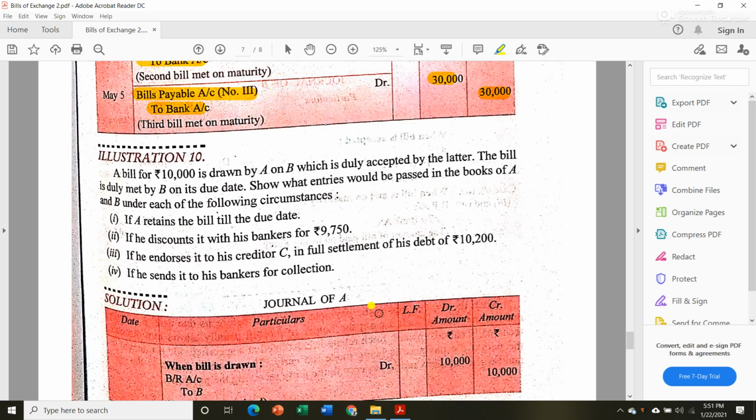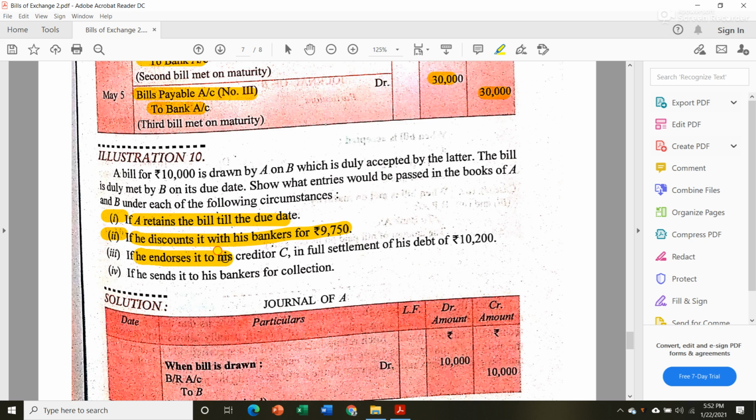Okay, now this is another illustration, you can try it out. In this illustration they're talking about only one bill, but they have given different conditions. Okay, in Roman number 1 they said that if A retains the bill till the due date, it's similar to the previous illustration's bill number 1. Okay, then the second case is if he discounts it with his bankers for rupees 9,750, similar to bill number 3.